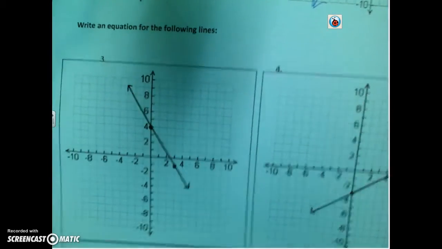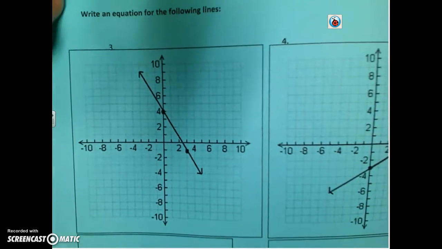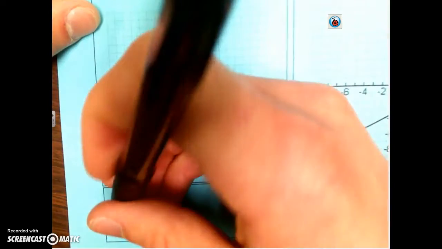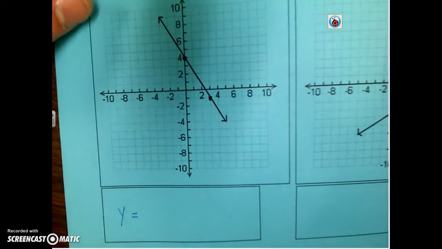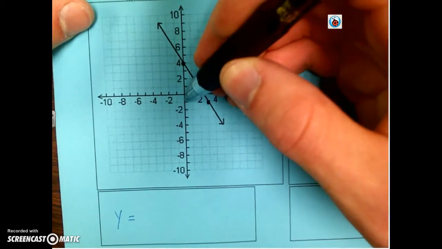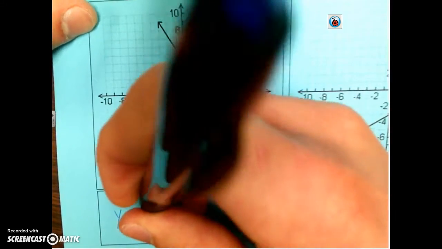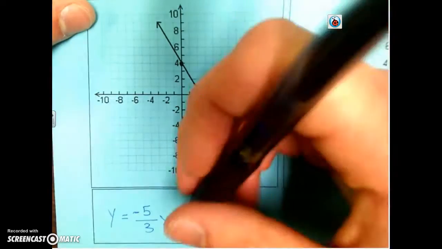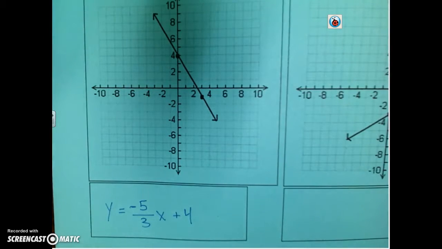All right. So when it comes time to write an equation for the following lines, that's us trying to write it into y equals mx plus b. So what do we need here? We need to find our slope, and we need to find our y-intercept. Well, what's the slope of x? We'll need to go down 1, 2, 3, 4, 5 over 1, 2, 3. Negative slope, so negative 5 over 3x. And then what's my y-intercept? Plus 4. That's what my equation would be.